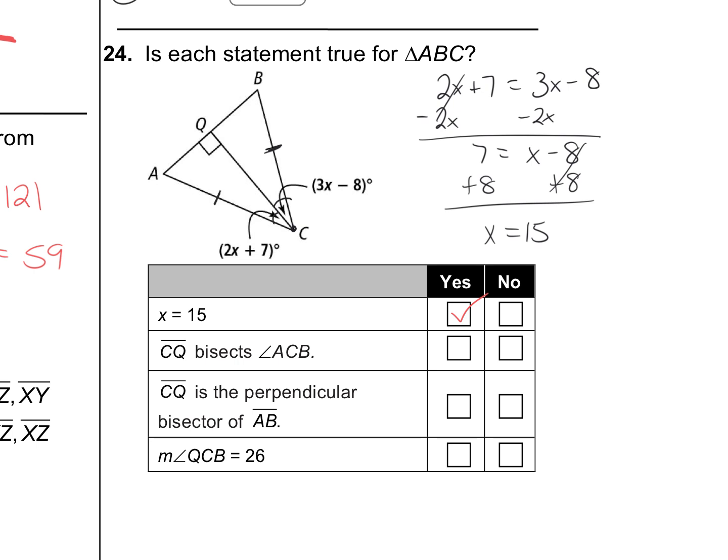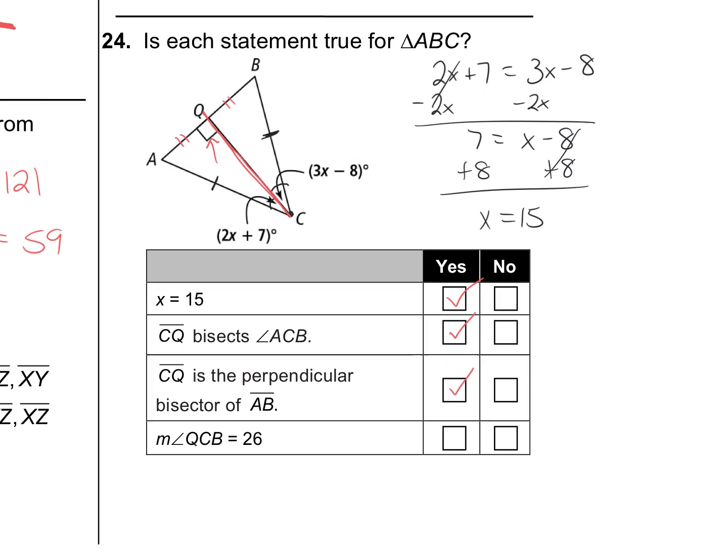Next question asked, does CQ, this line here, bisect angle ACB? Yes, because we already said they were equal to each other, right? Is CQ a perpendicular bisector of AB? Yes. Again, just like number 19, we can assume these two sides are the same, and we have that right angle this time. So yes, it is a perpendicular bisector.